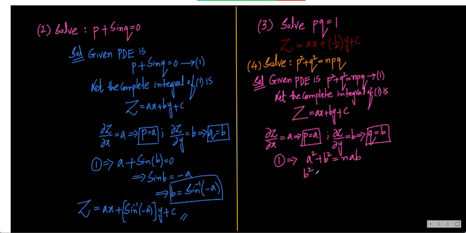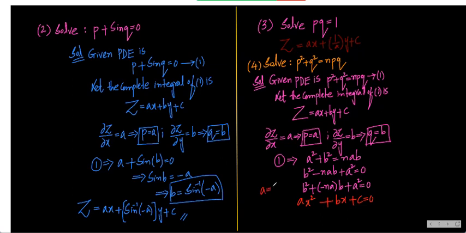b square minus nab plus a square equal to 0. Can we write like this? b square minus nab plus a square. So b square as it is, plus minus na into b, plus a square is equal to 0. Can we write like this? Because I want to solve this as a quadratic expression. I want to compare this with the standard form ax square plus bx plus c is equal to 0. I want to convert into the quadratic form.